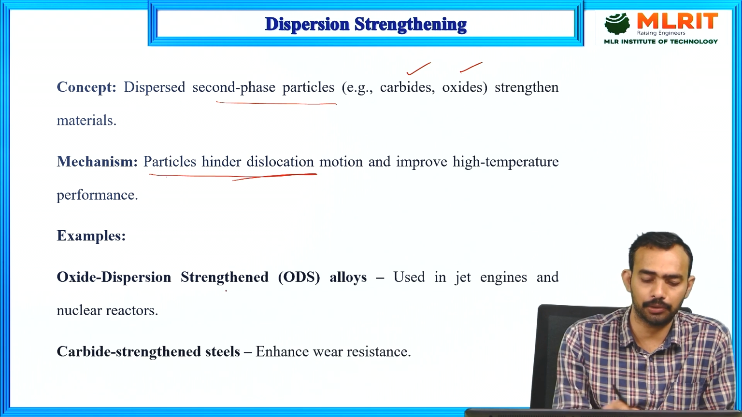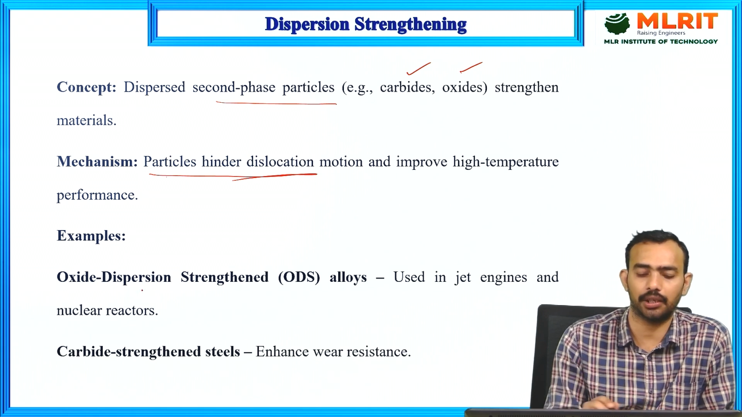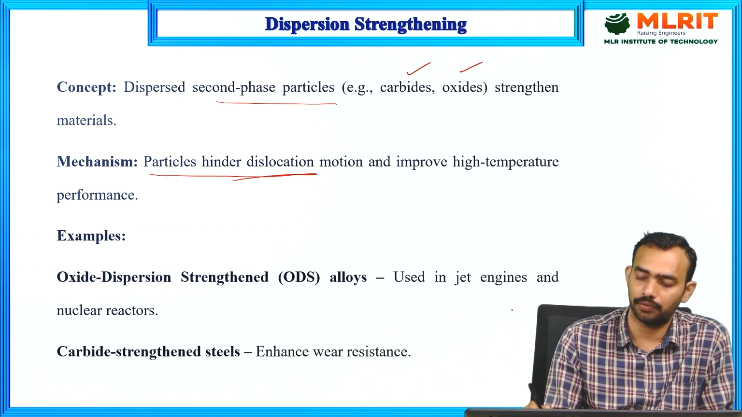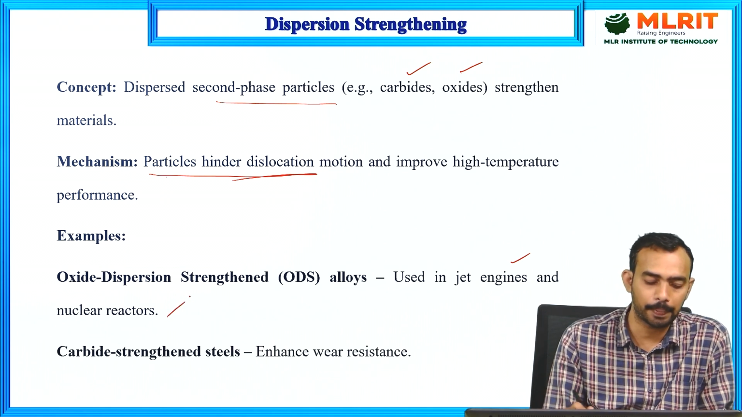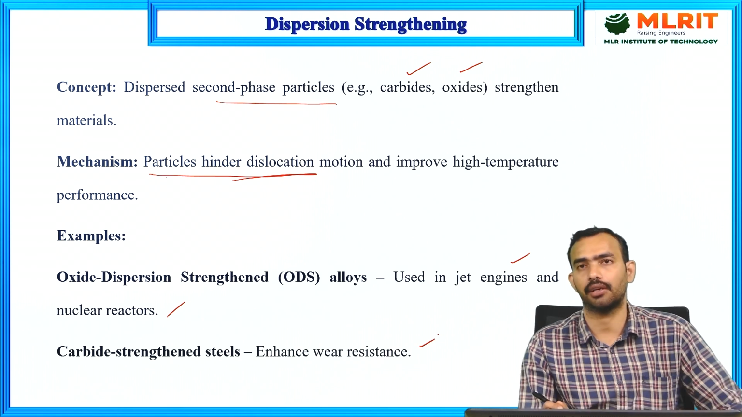What are the examples? ODS alloys, oxide dispersion strengthened alloys, which are used in jet engines and nuclear reactors. That is a classic example. Then carbide strengthened steels are also used for enhancing the wear resistance of the material.